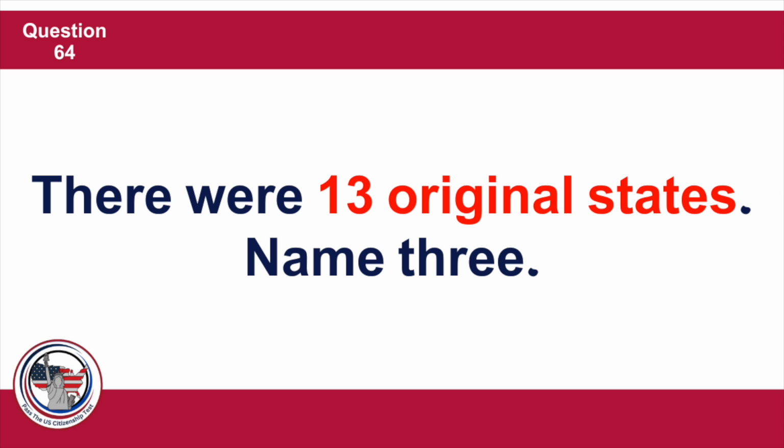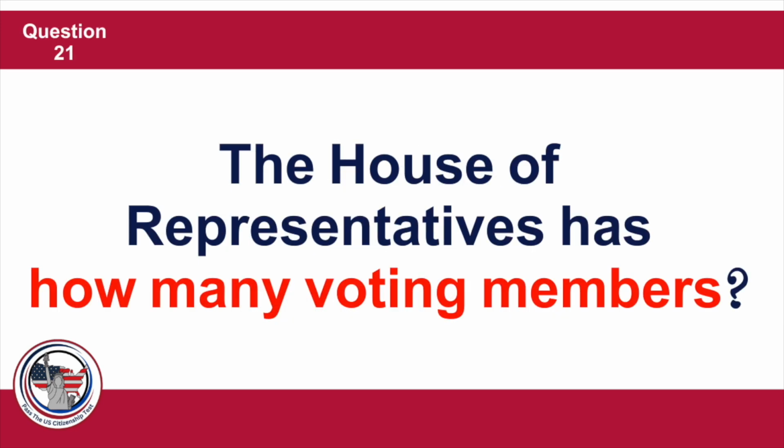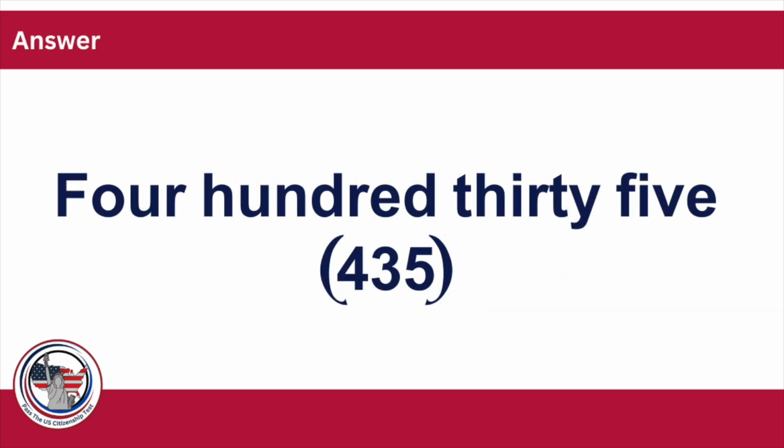There were 13 original states. Name 3. New York, New Jersey, and Pennsylvania. The House of Representatives has how many voting members? 435.